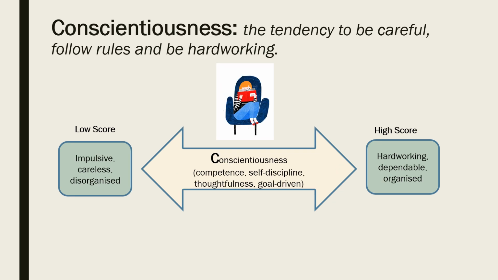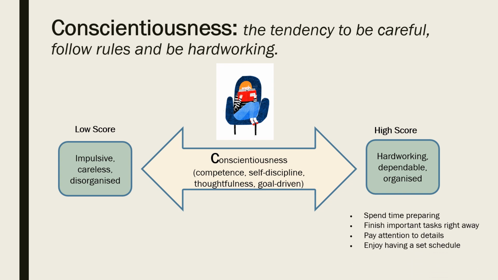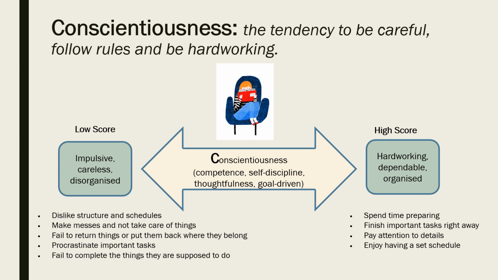Conscientiousness is the tendency to be careful, on time for appointments, to follow rules, and to be hardworking. Standard features of this dimension include high levels of thoughtfulness with good impulse control and goal-directed behaviours. Individuals high in conscientiousness tend to be organised and mindful of details. They spend time preparing and enjoy having a set schedule. People who are low in this trait tend to dislike structure and schedules, procrastinate, and are untidy.